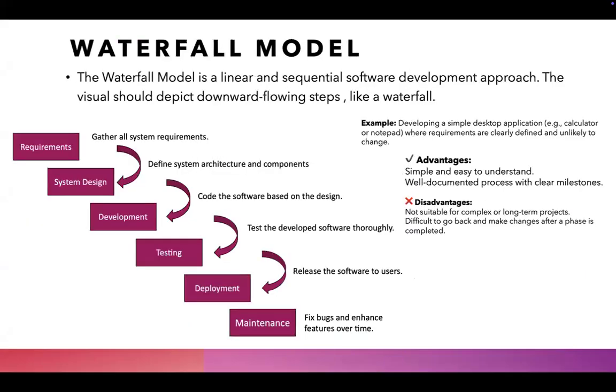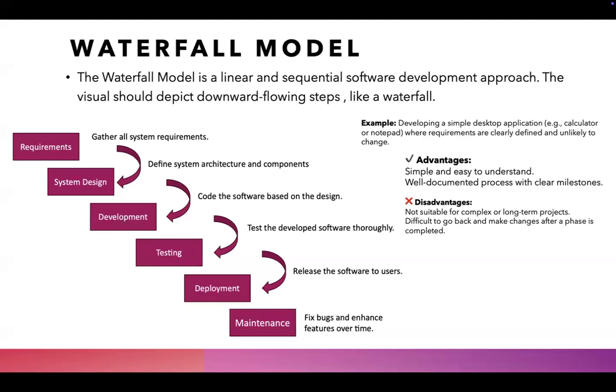The waterfall model is one of the oldest and simplest models used in software development. It follows a straight line where one phase is completed before moving on to the next. First, we collect the requirements. Then we do the system design, followed by coding, testing, and final deployment. Once we complete a stage, we don't go back.